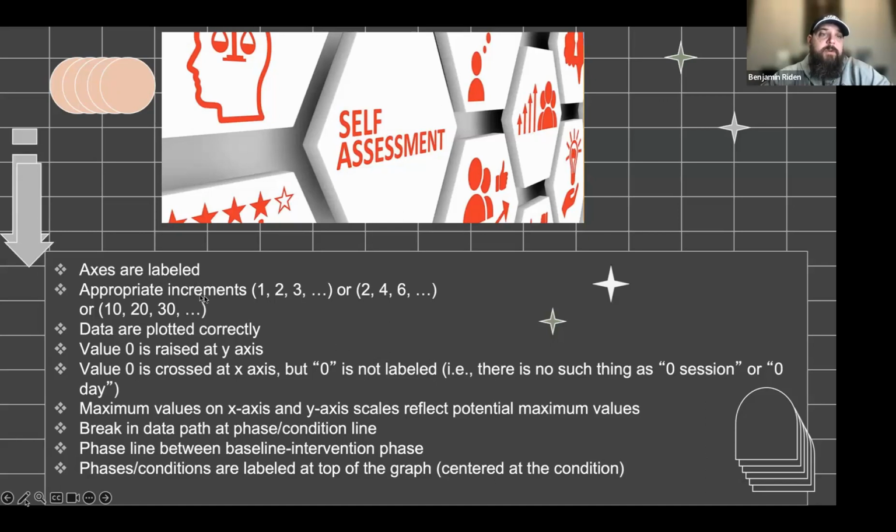As you're going through and practicing on these graphs, you want to make sure that you have your axes labeled, you're using appropriate increments, right? So equal intervals, the data are plotted correctly, the value of 0 is raised at the y-axis, value 0 is crossed at the x-axis, but there's no 0 for the x-axis. The maximum value on the x-axis and y-axis scales reflects potential maximum values. Again, have that break in the data between the baseline and intervention, have that phase change line, and label those conditions.